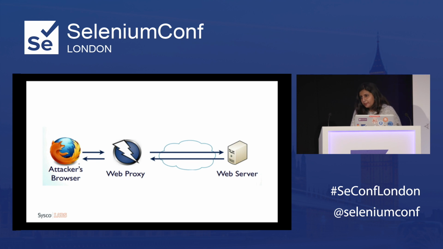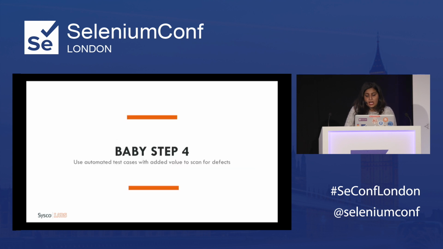So ideally, what happens is ZAP is a proxy, so your browser is going to access the web server using the proxy, and obviously the vulnerabilities or defects are going to be registered on ZAP, and you'll be able to view them. Okay, so we've looked at all this.